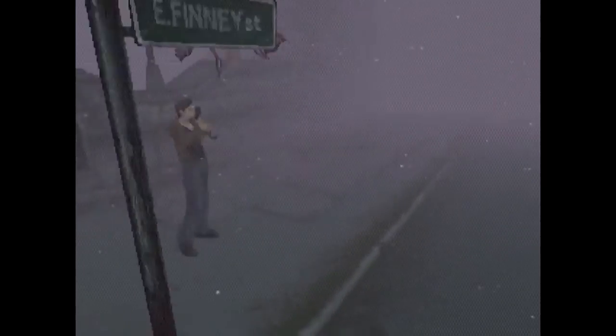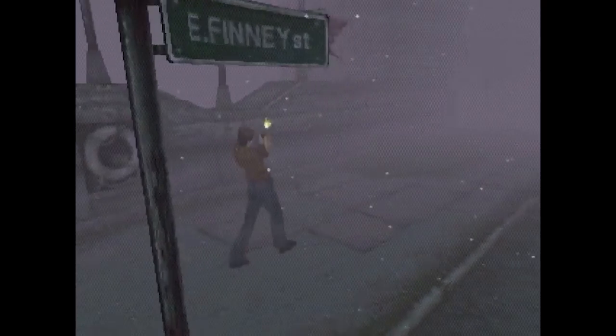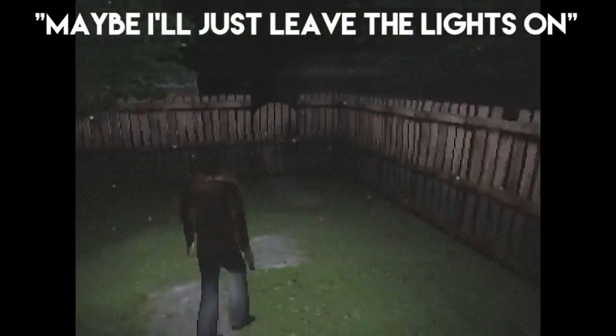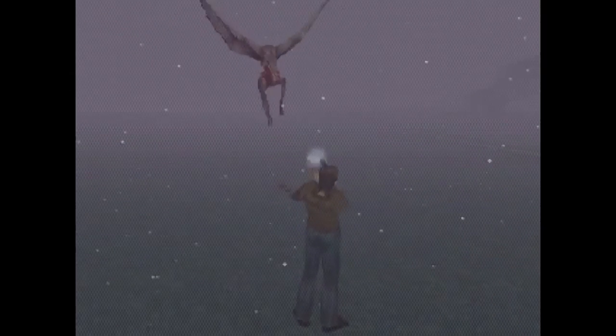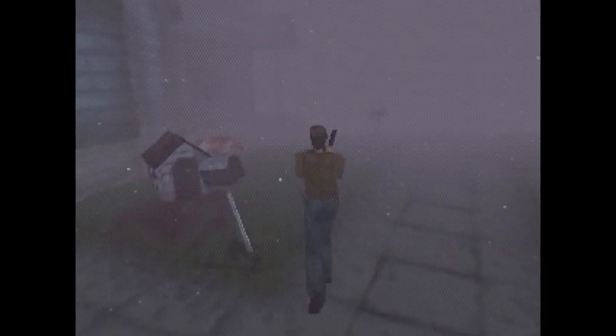Konami's Silent Hill series is still regarded to be some of the scariest in the horror genre, with moody atmosphere, psychological mindfucks, and incredibly haunting music. A lot of what makes Silent Hill so, maybe I'll just leave the lights on, scary, is the fantastic use of fog, hiding all kinds of monsters and unknowns for the player to fear. But it wasn't always intended.